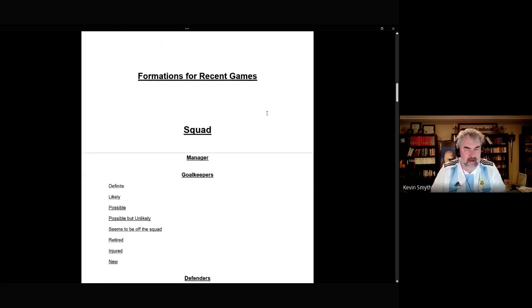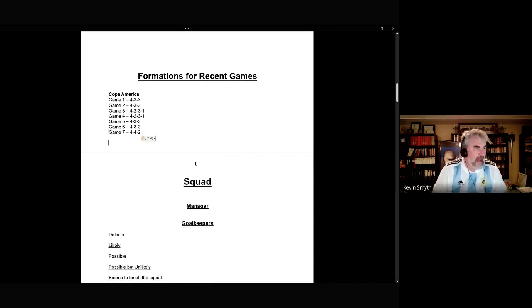And now we're going to look at the formations they've been using over the last little while. They played the Copa America. They played 7 games in the Copa America, and they almost always went with a 4-3-3 formation. I shouldn't say almost always. 4 of the 7 games, they went with a 4-3-3: 4 defenders, 3 midfielders, and 3 forwards.